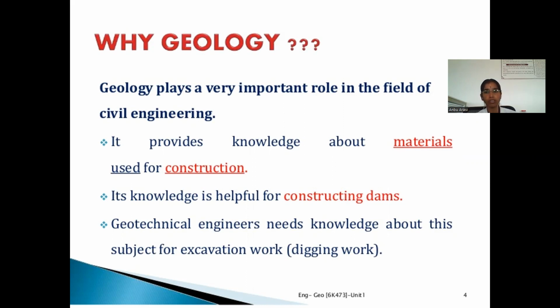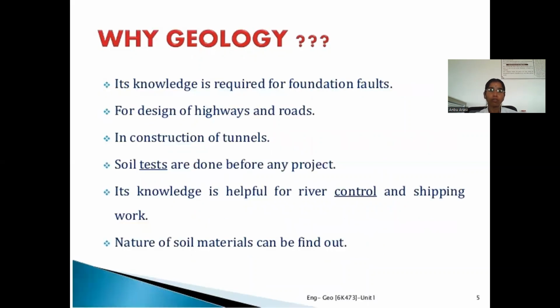It provides knowledge about materials used for construction. Its knowledge is helpful for constructing dams. Geotechnical engineers need knowledge about this subject for excavation, digging work. Its knowledge is required for foundation faults, for designing highways and roads. In construction of tunnels, soil tests are done before any project.